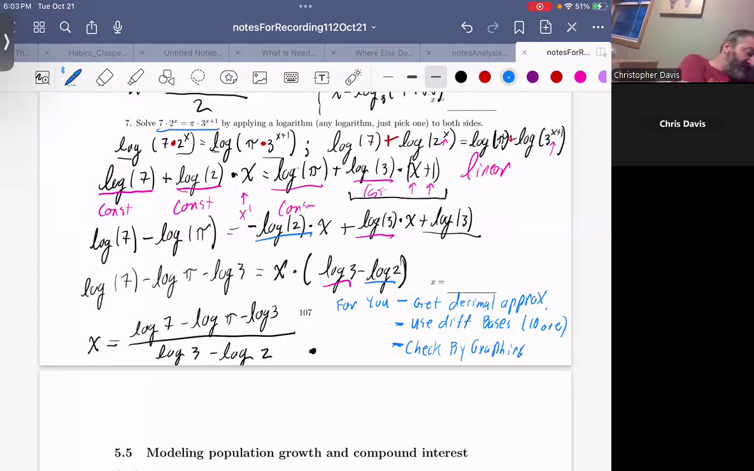That is, graph both sides of this equation. See where they cross. It looks like you're going to get a unique x value where they cross. Where they cross, that's your solution. Read off that x value.